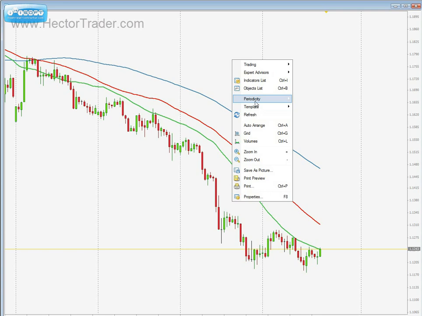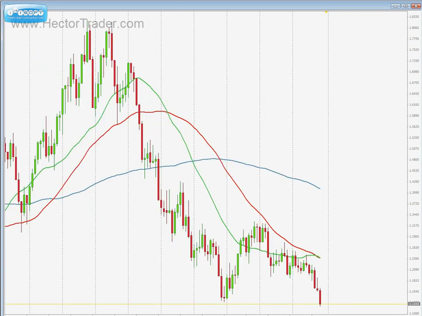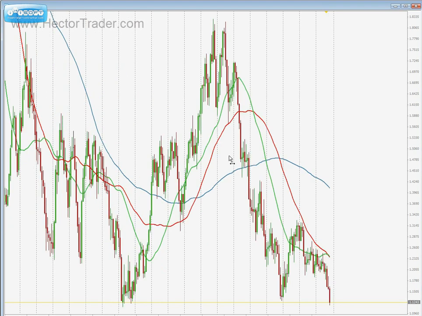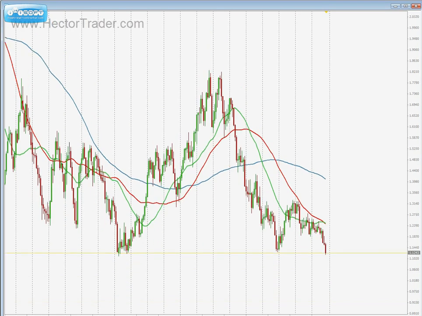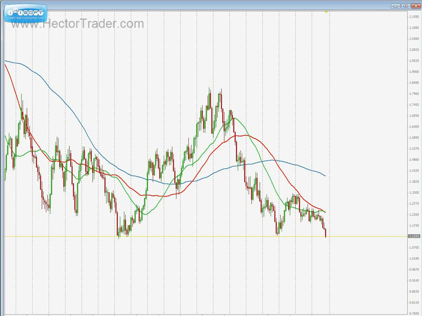In this case, let's zoom out into the monthly chart. Very long-term chart, and then I zoom out a little bit farther. Have a look at where we are right now in the chart. This is 1995, this is 2004, and this is right now 2007.